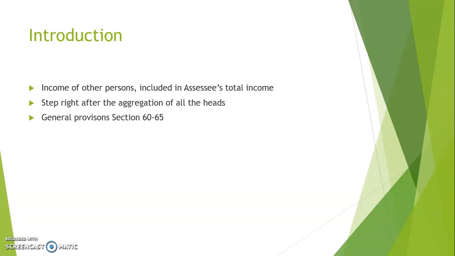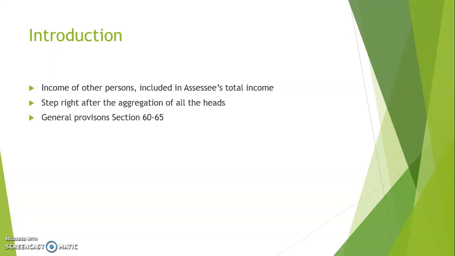As I said, clubbing means the inclusion of income of other persons in assessee's total income. So an income which falls on the hands of another party, an income which is received by another party, say party B, is included in the hands of party A. By included, what I mean is included while computing total income. So an income which party B receives is included while computing the total income liable for tax for party A. So this step falls right after we finish off all the 5 heads.